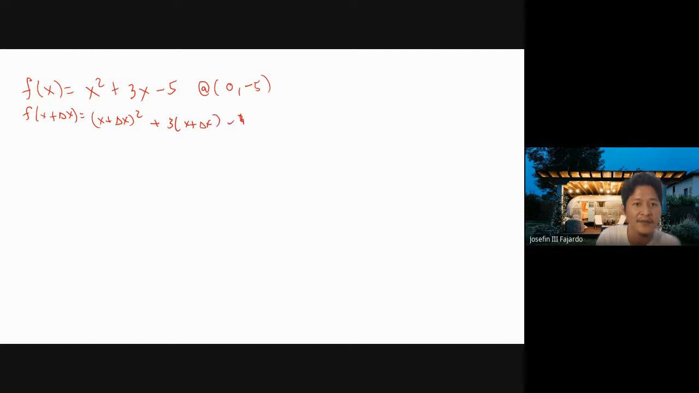So how do we get the equation of the tangent line? Basically, we first get the derivative. To get the derivative, we first get f of x plus delta x. So that becomes x plus delta x squared plus 3 times x plus delta x minus 5.